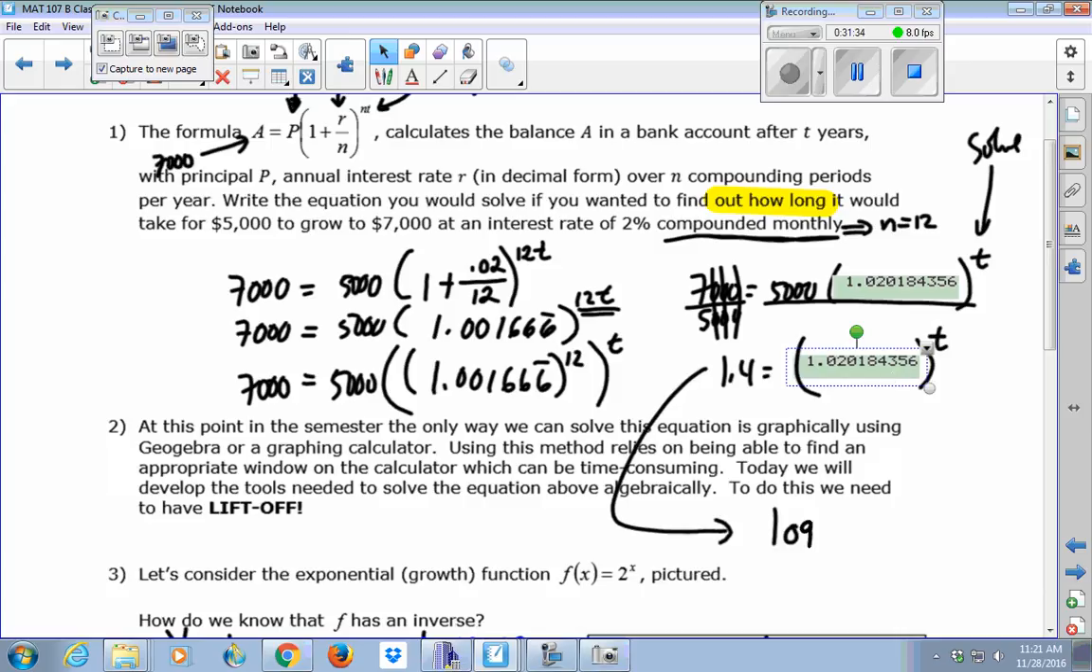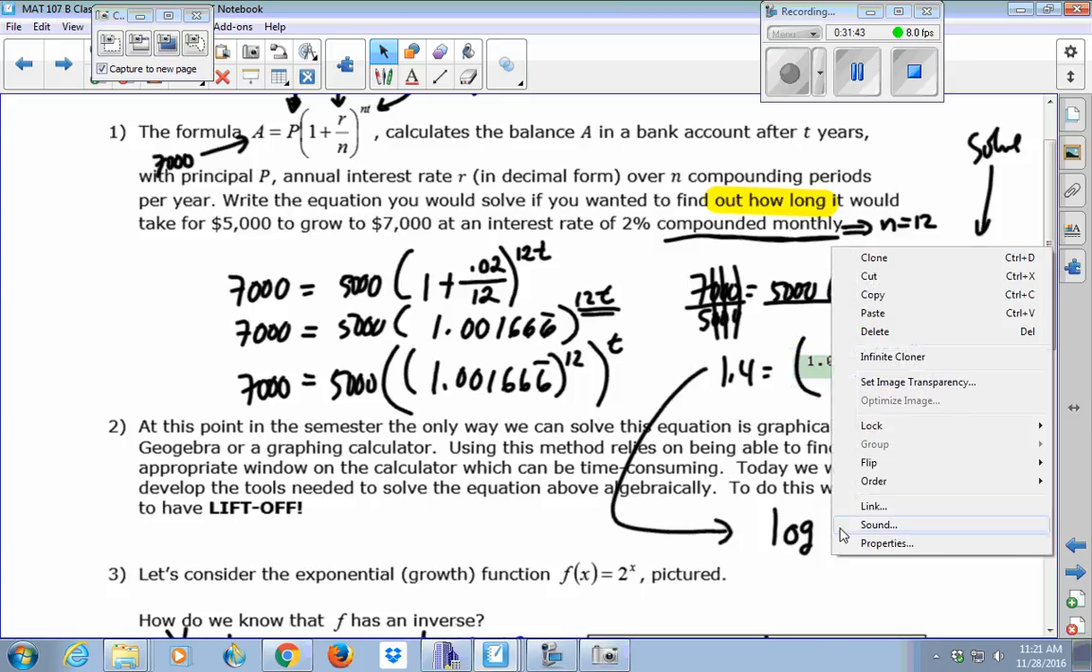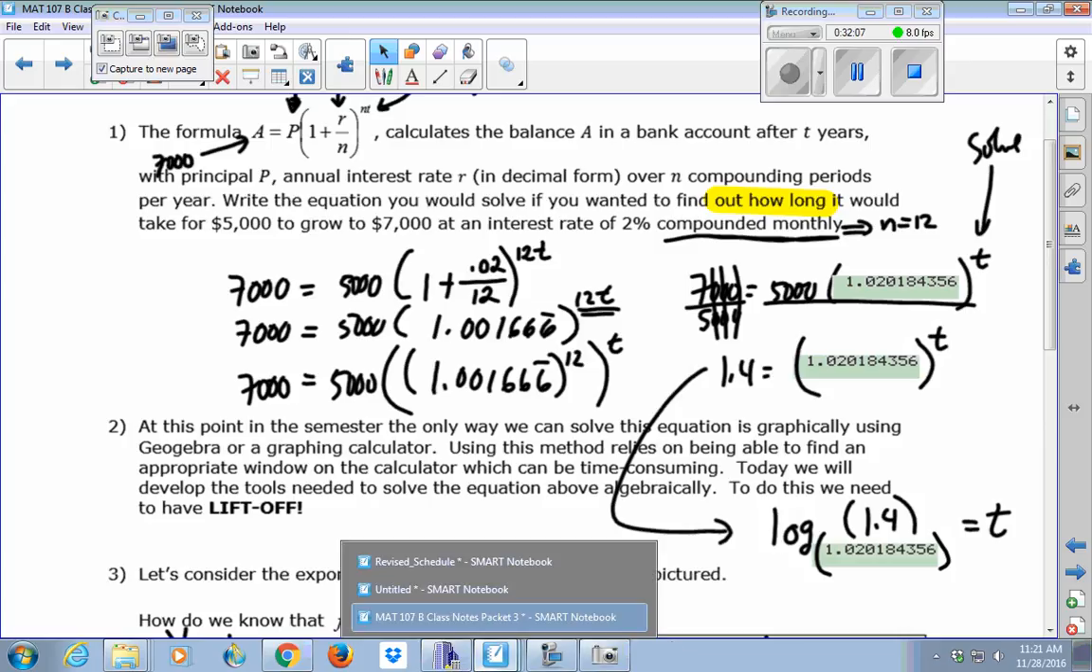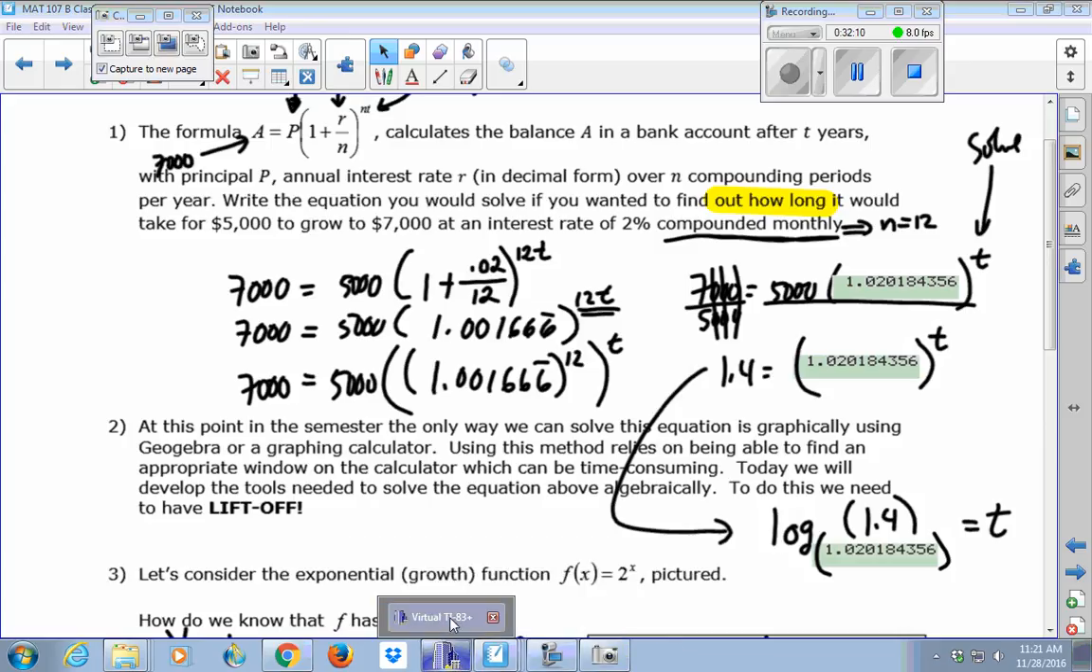So let's solve it. Log, with this base. It's kind of nasty, but so what? We can at least take the log of that base. What's our answer? 1.4. And that's going to give us t. I'm trying to solve for this thing. So I take the log of 1.4 with this base. Let's see if my calculator will help me out here. This is a pretty nasty base.